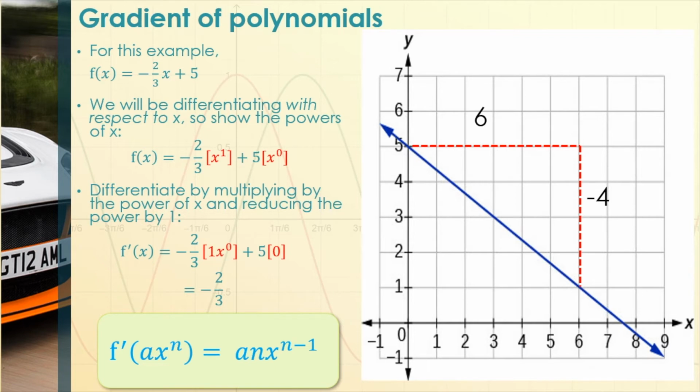Our x to the power of 1 becomes 1x to the power of 0. The x to the power of 0 becomes 0. So our f'(x) now, our gradient function, becomes minus 2/3 times 1 plus 5 times 0, which just leaves us minus 2/3, which confirms the answer that we got from measurement.